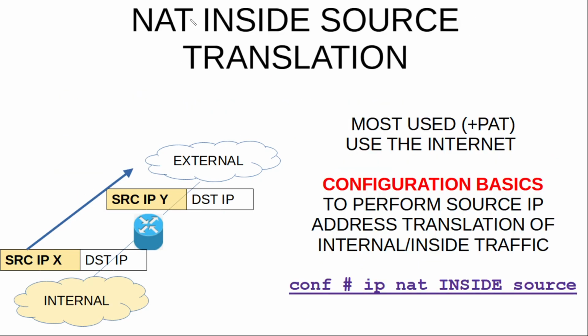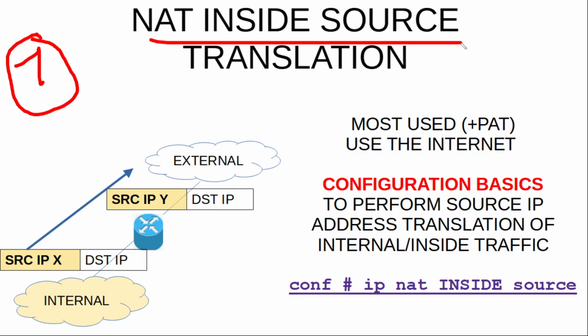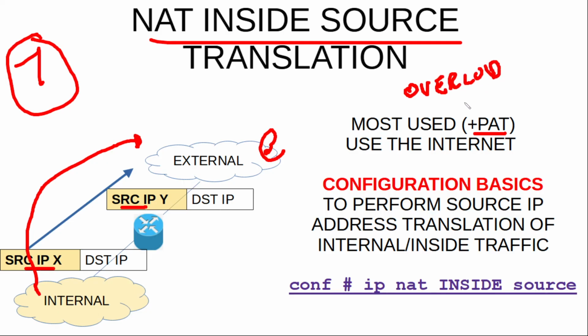So let's go for the first option. We are going to analyze how the NAT inside source option works. In this case, you want to change the source IP address when you want to reach an external network, for instance, the internet. So this is the most used NAT option. It is usually used in a combination with PAT that Cisco calls NAT overload, and it is usually used to reach the internet.